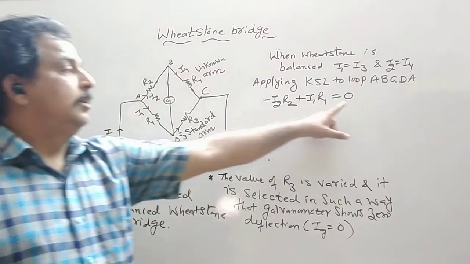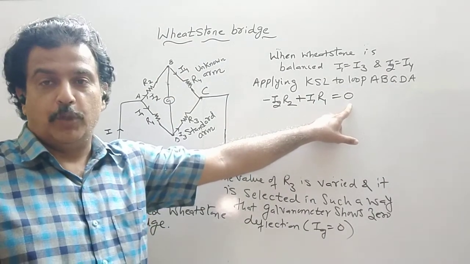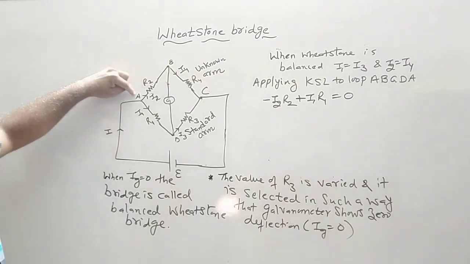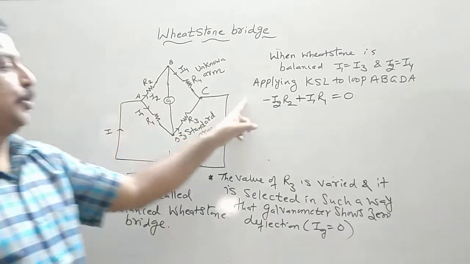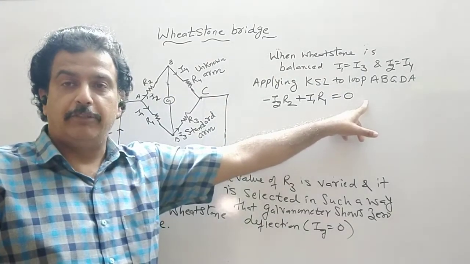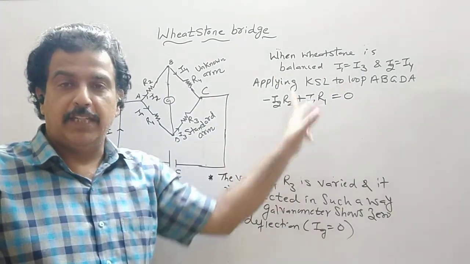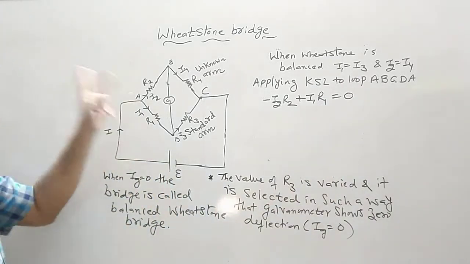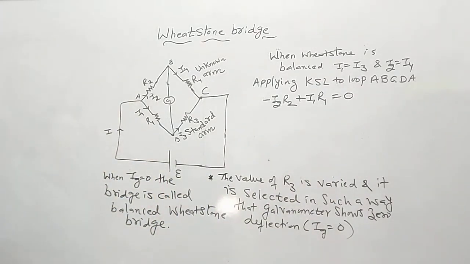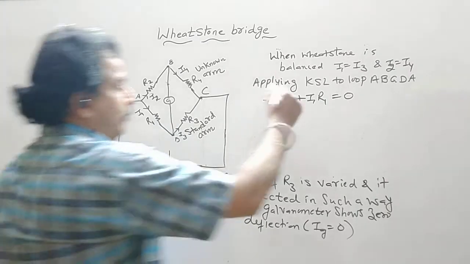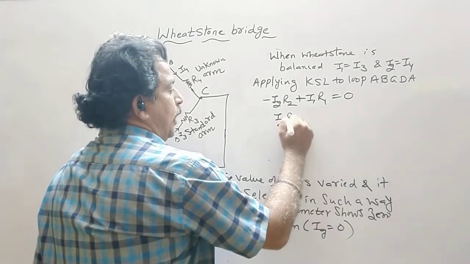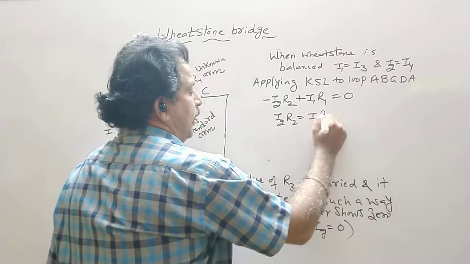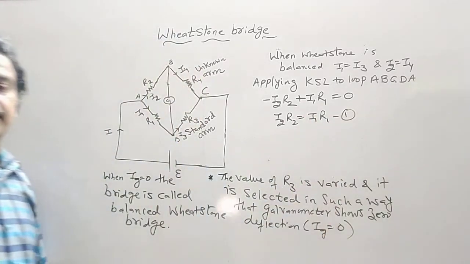This is called the single valuedness of electric potential. It means the potential at A does not change. Here it was VA, and there also you have to write VA, that we did in Kirchhoff law. Then VA is cancelled. So the change in the potential is 0. That is Kirchhoff's second. So from this I can write I2 R2 is equal to I1 R1. This is our equation number 1.